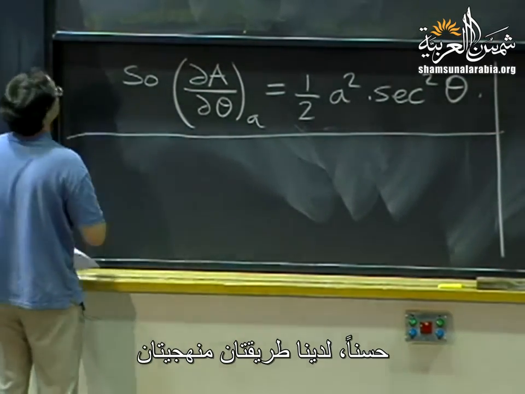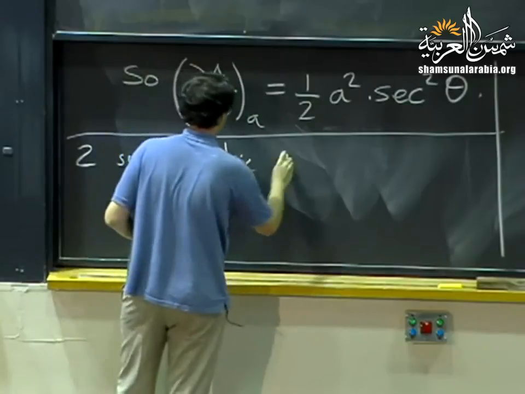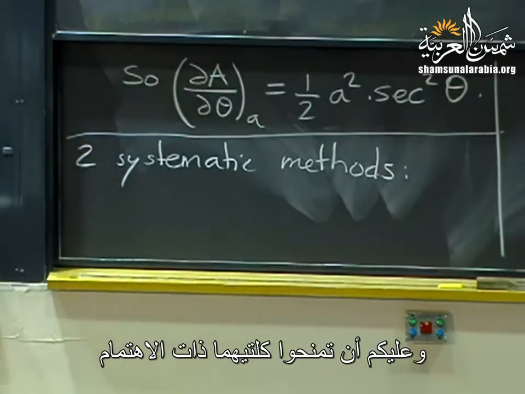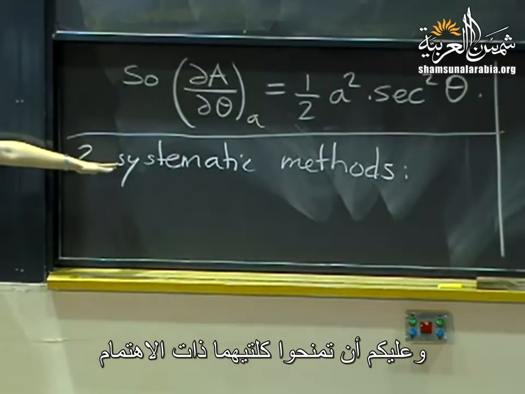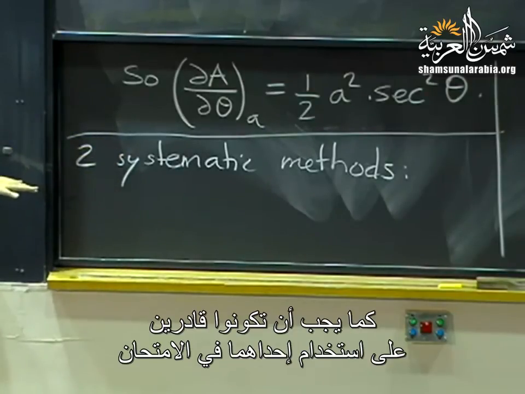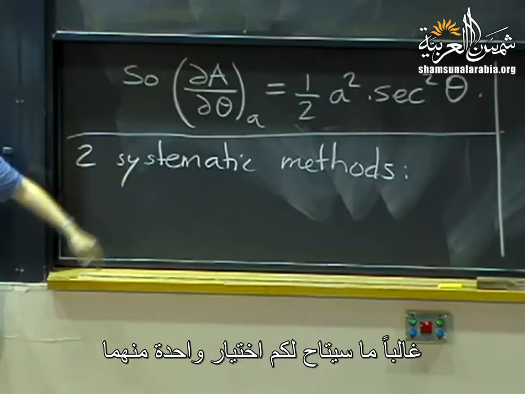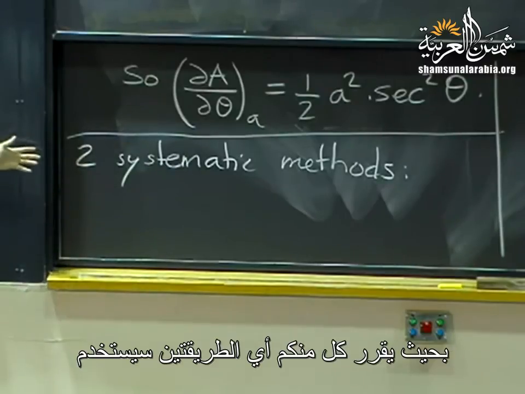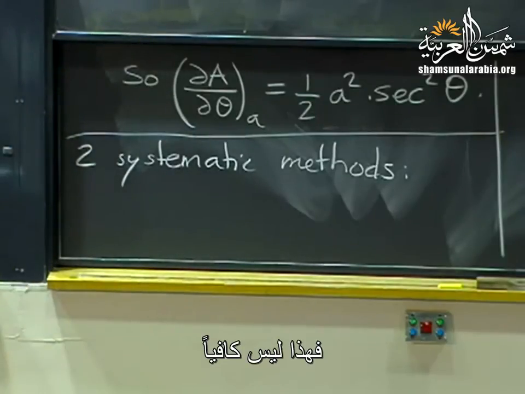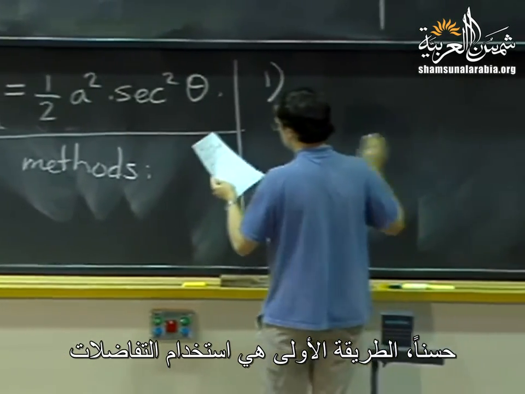So there's two systematic methods. And let's say the basic rule is that you should give both of them a chance. You should see which one you prefer, and you should be able to use one or the other on the exam. Okay, most likely you will actually have a choice between one or the other. It will be up to you to decide which one you want to use. But you cannot use solving and substitution. That's not fair. Okay, so the first one is to use differentials.